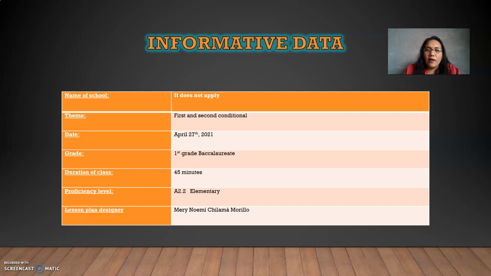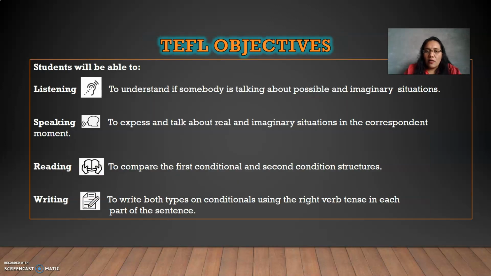The topic for this class is first and second conditional. This lesson plan was designed for first grade baccalaureate students. Duration of class: 45 minutes. Proficiency level A2.2 elementary. The main objective for this class is to induce the students to recognize first and second conditional. We take into consideration different skills. The student at the end of class will be able to distinguish between first and second conditional.